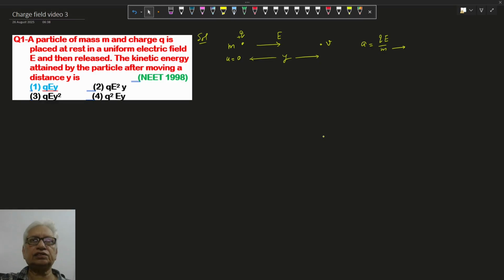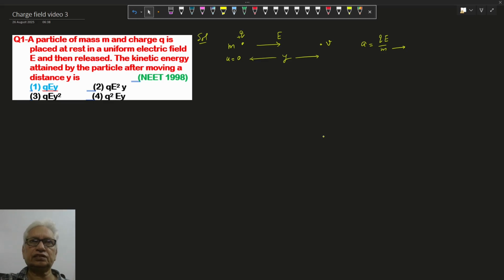Hello, in this question, m is the mass of a positive charge put in the external field. Here, it will experience an acceleration of qE divided by mass. It has covered distance y with start velocity 0. After covering distance y, the speed becomes v.